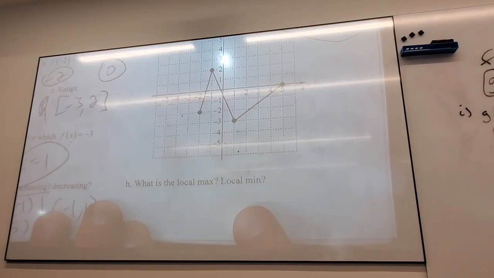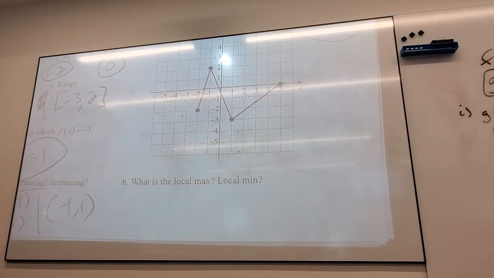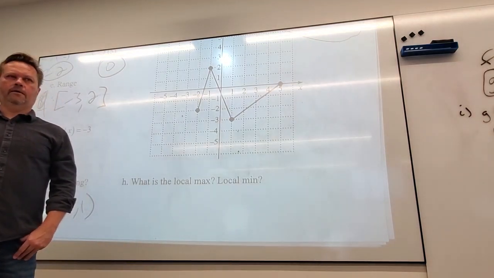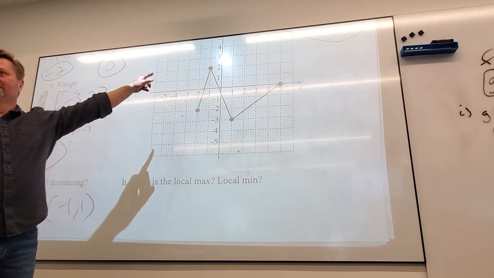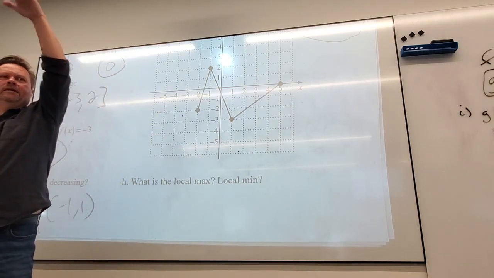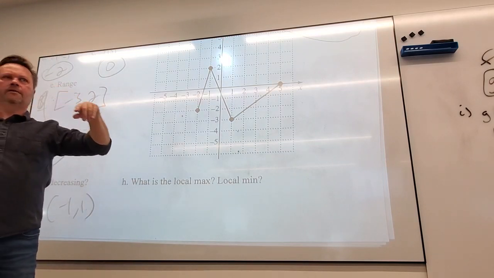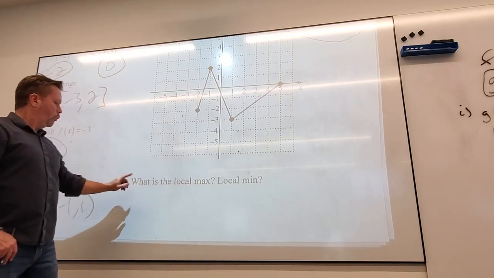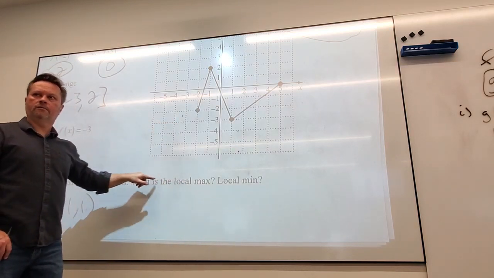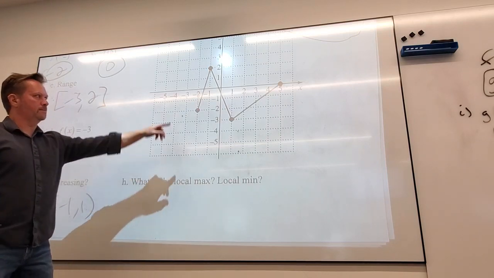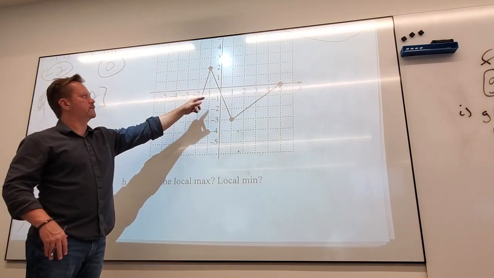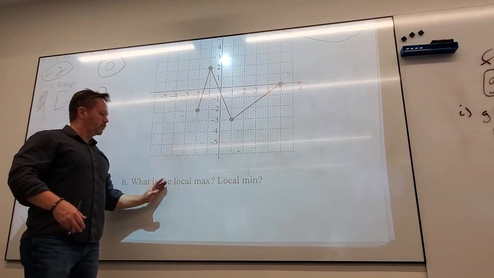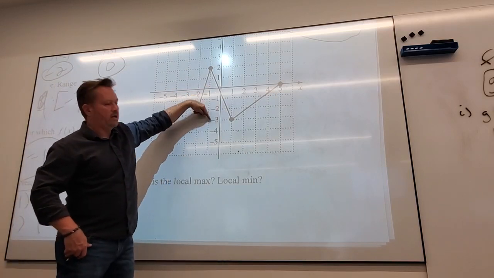I haven't even talked about this. What is the local max? What's the local maximum? 2. Totally. 2 is the local maximum. It's kind of like, where's the hill? Where's the top of the hill? Where's the local minimum? Negative 3. Not where, what is the local max? If I said where's the local max, you would say at x equals negative 1. What is it? 2. What is the local min? Negative 3.